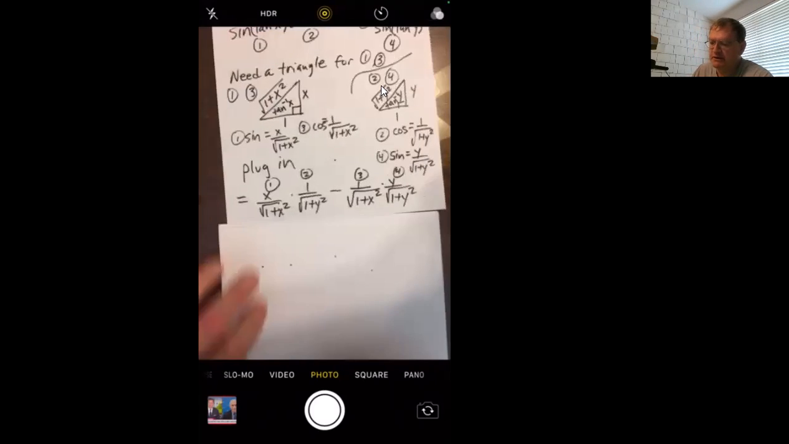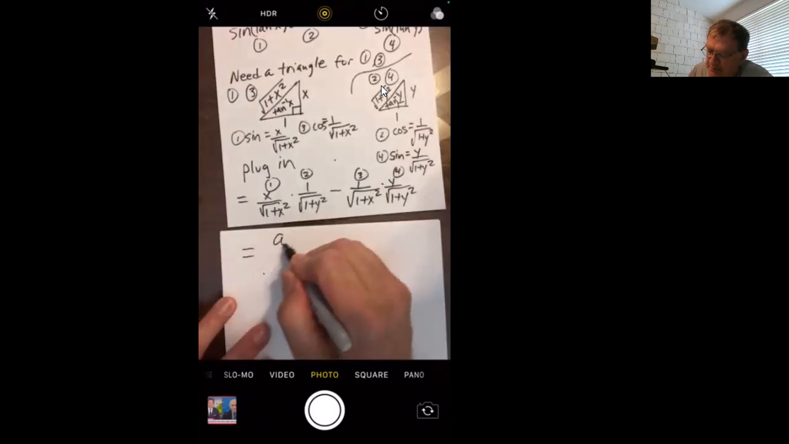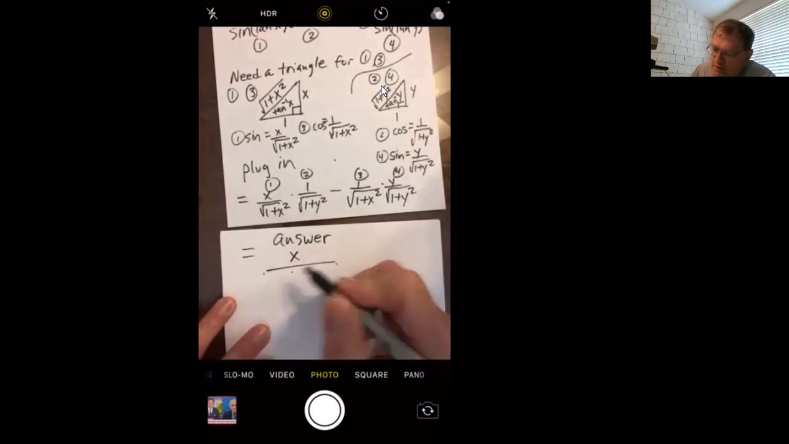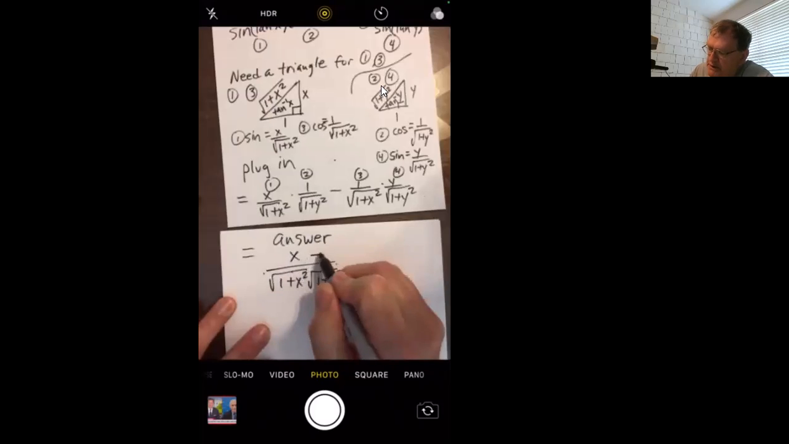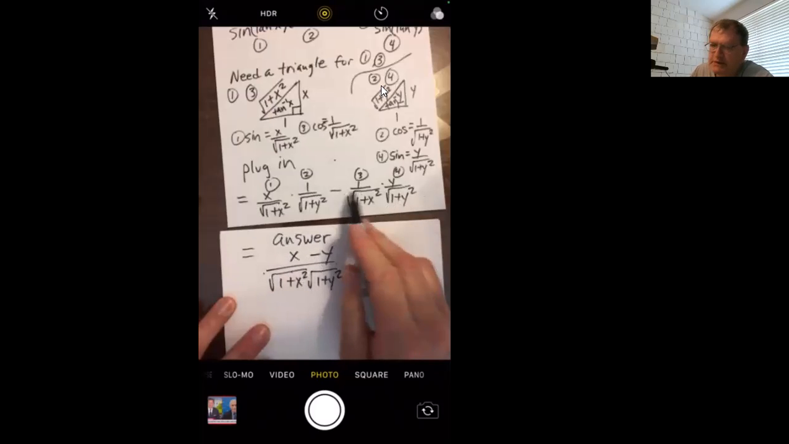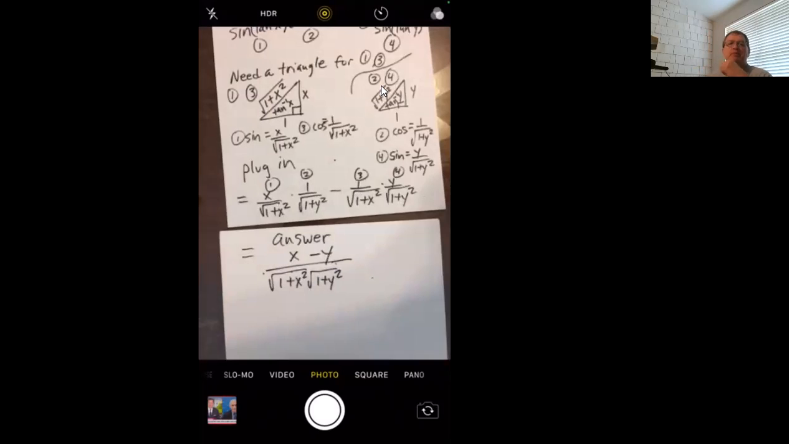Get an answer here, just collapsing this together. X times 1 is x over square root 1 plus y squared, minus y, and collapse it to the same column. It's got the same identical denominator, so you just write x minus y over that. All right.